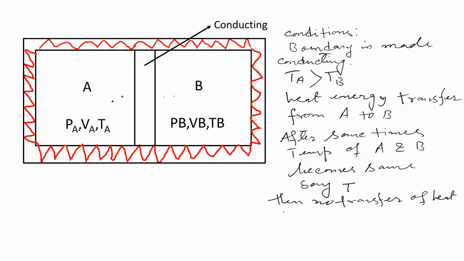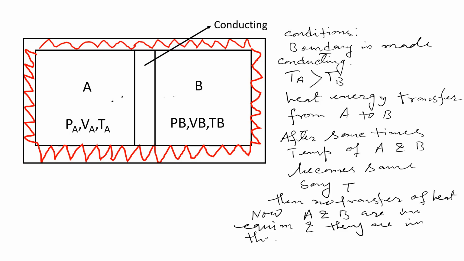Okay, then we can say that now A and B are in equilibrium, means mechanical equilibrium, thermal equilibrium, everything, and we can say they are in thermal equilibrium.